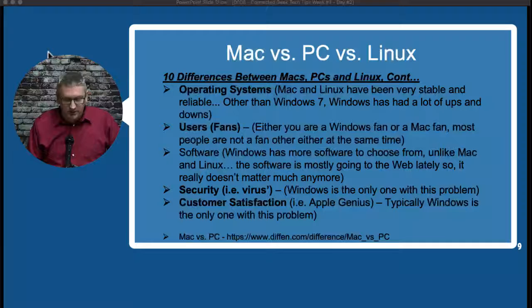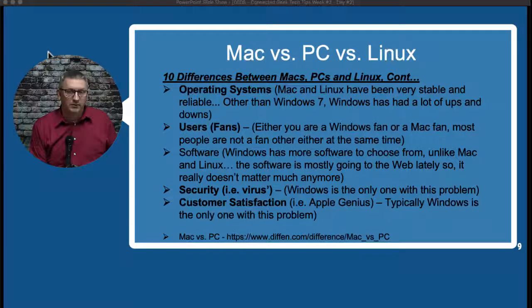Next one is software, and Windows has more choices. Unlike Mac and Linux, the software is mostly going to the web lately, like I just said, so it really doesn't matter. Your software is based upon typically what platform your company needs. So if your company needs an application that's Windows-based, most likely all of the computers in your environment will become Windows.